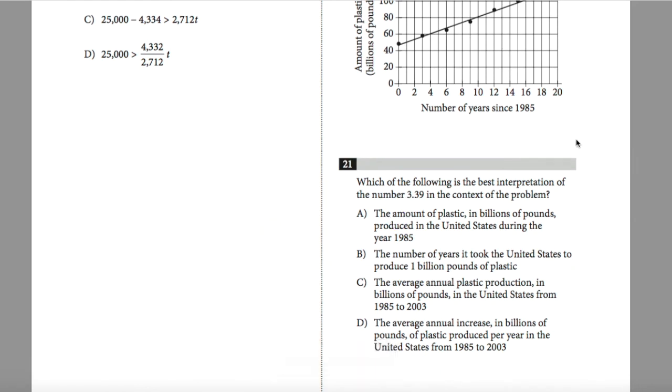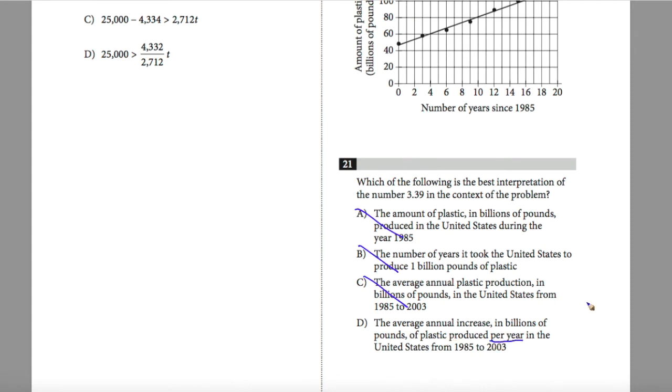Which of the following is the best interpretation of 3.39? The amount of plastic in billions of pounds produced in the United States during year 1985. Well, that's not correct. It's a little bit too vague. The number of years it took the United States to produce 1 million pounds. No. The average annual plastic production in billions of pounds in the United States. Well, now this is a little bit better in terms of the terminology because we're talking about the y over the x, right? Plastic per years. But they never really mention per year here. And here it says the average annual increase in billions of pounds of plastic produced per year.